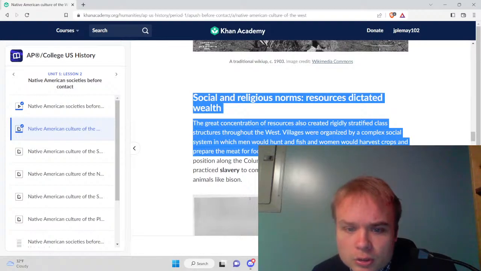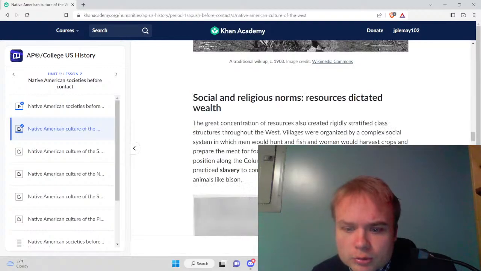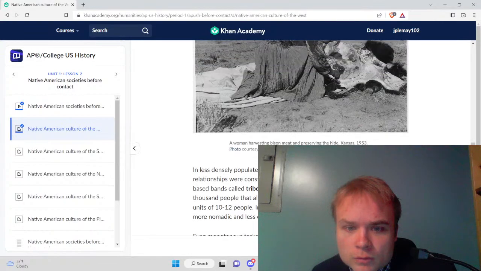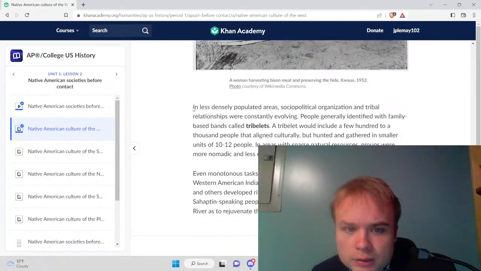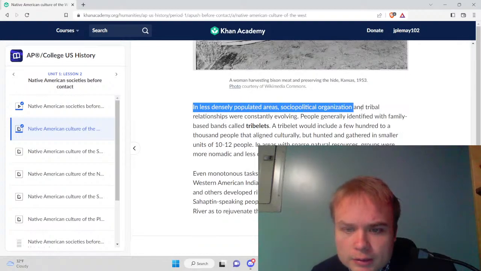The Chinookan people, in a strategic position along the Columbia River, shared fishing and hunting success, and practiced slavery to complete laborious tasks like processing large animals such as bison. And there's a picture of a woman harvesting bison meat and preserving the hide. The picture was taken in Kansas in 1953.